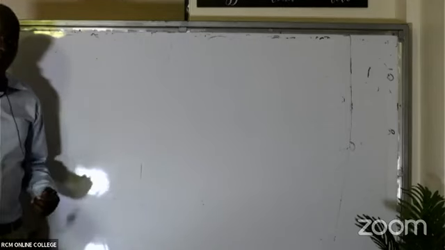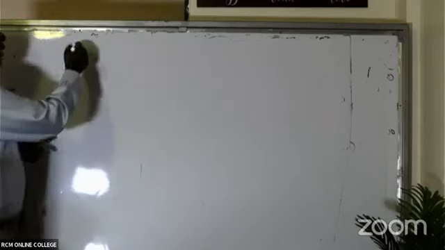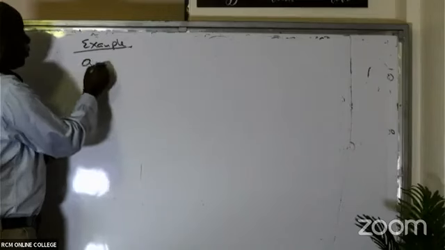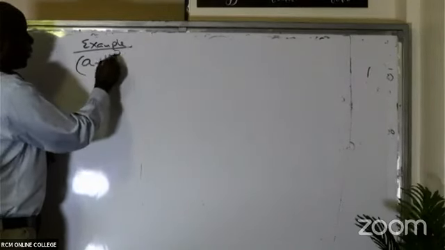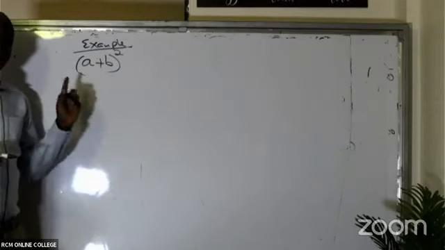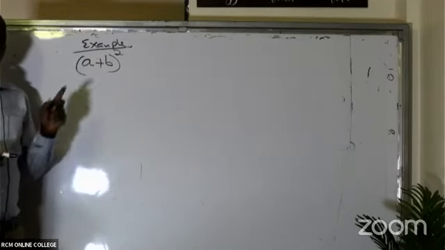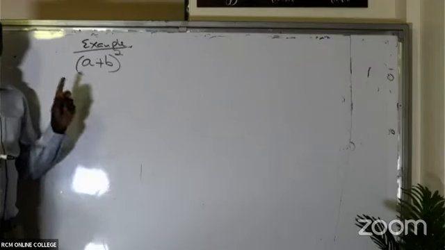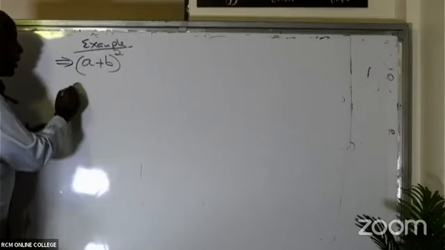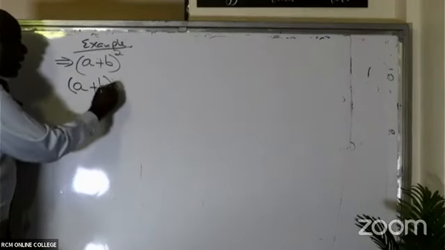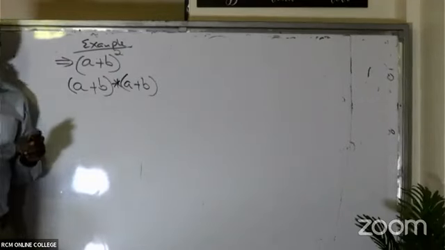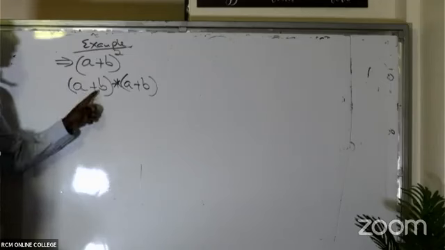Let's take this as today's example. If somebody gives you a plus b and tells you to square this, how will we expand this? This everybody should be able to know. A plus b squared. So let's move slowly. This is the same as saying a plus b times a plus b.